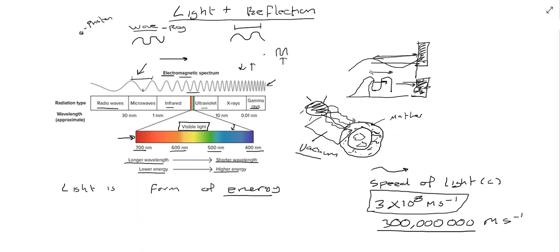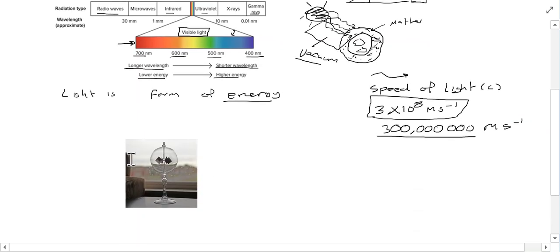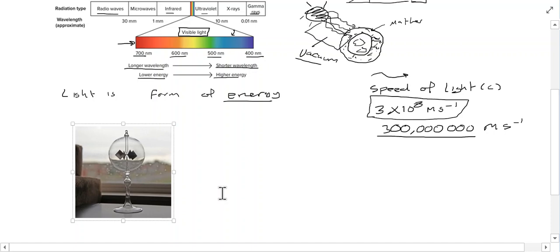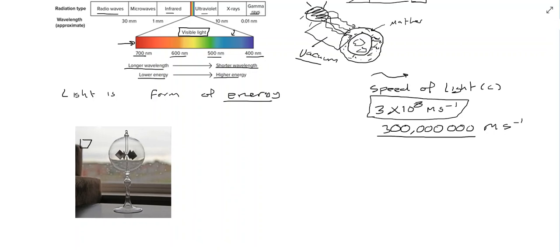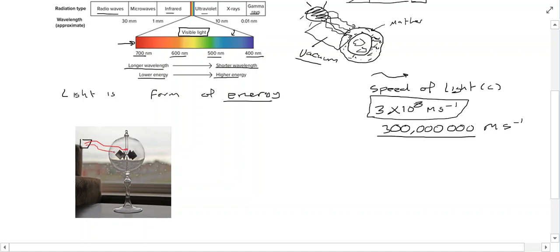Another thing you may have come across during your junior cert is one of these guys, which is known as a Crookes Radiometer. If you take your light source, imagine this is a source of light, the light waves will pass through this Crookes radiometer and hit these vanes, and they'll cause the vanes to rotate. So what you have is light energy being converted into kinetic energy. So you have this conservation of energy, light energy being changed into kinetic energy.